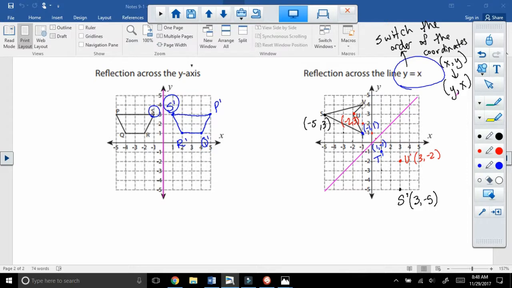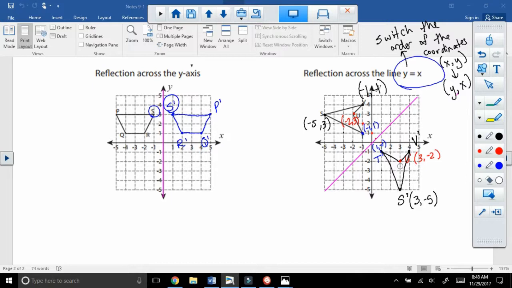So let's do point V that way. V is at -1, 4. Where would V prime be? This one would be at 4, -1. So this is that reflection.